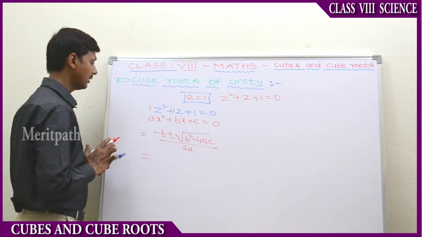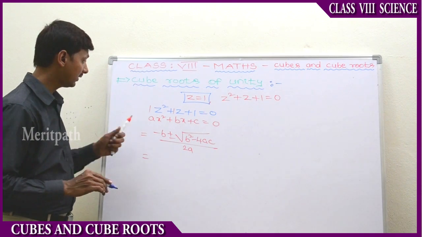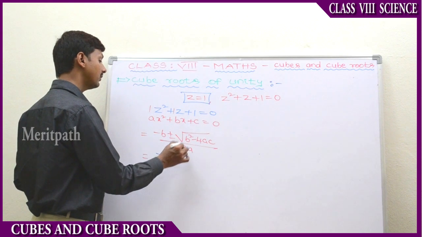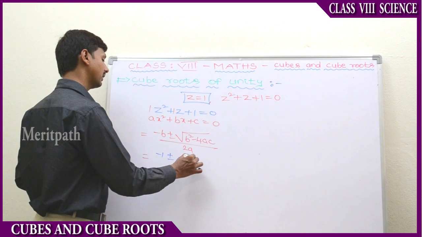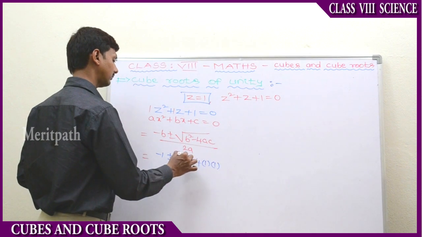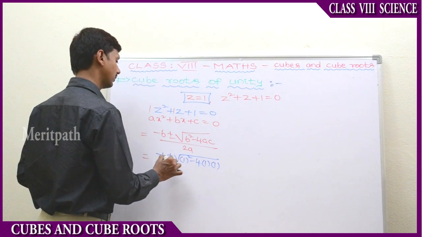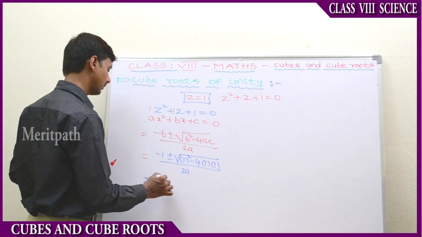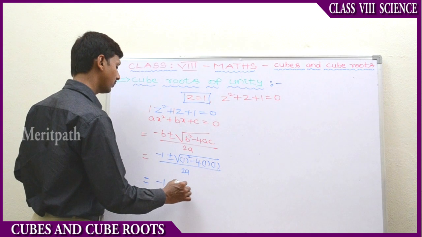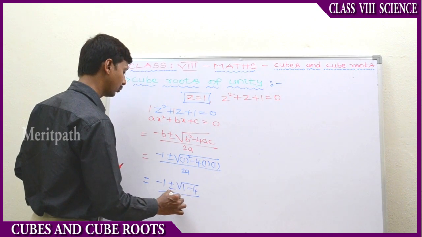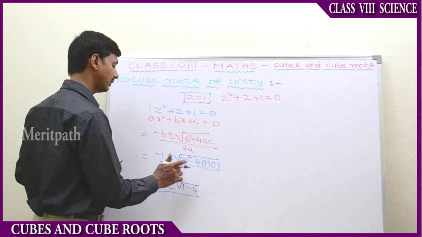So after substitution of a, b, c here, the value of b is minus 1, plus or minus square root of b square, which is 1 square, minus 4 into a into c, which is 1, divided by 2a. So z is equal to minus 1 plus or minus square root of 1 minus 4, divided by 2a. We now substitute the value of a.